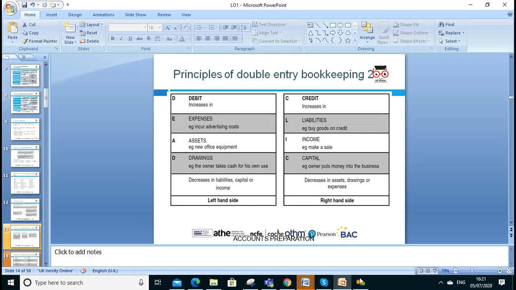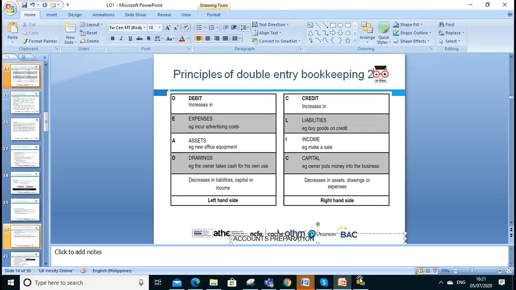So normally we divide double entry bookkeeping into debit and credit. What comes on the debit side? Expenses, assets, drawings, all go on the debit side when they increase. What goes on the credit side is always liabilities, income, and capital. They go on the credit side when they increase. When they decrease, it will be the opposite of increase.